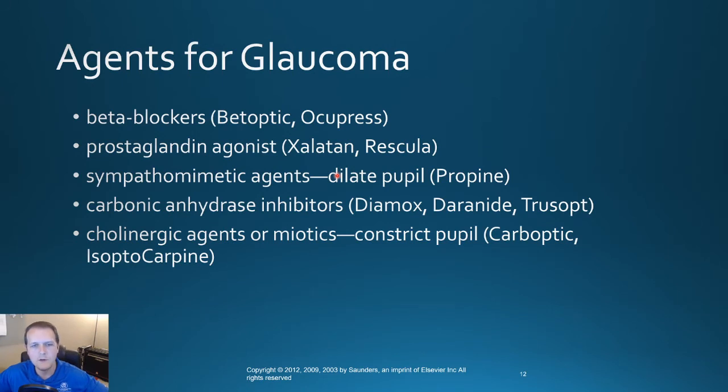Some of the agents we're going to use here include things like beta blockers. So I mentioned Betoptic and Ocupress. We also have things that mimic the actions of prostaglandins, which are natural substances that our body produces. We have things like Xalatan and Rescula. We'll have some agents that actually work to dilate the pupil. They're called sympathomimetic agents, meaning they act like the actual epinephrine and norepinephrine that our body produces from the sympathetic nervous system. Propine is one example of that. And then we'll also have other agents like carbonic anhydrase inhibitors or cholinergic agents.